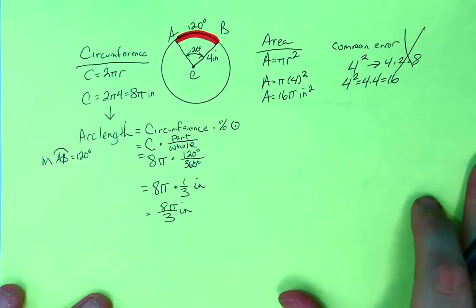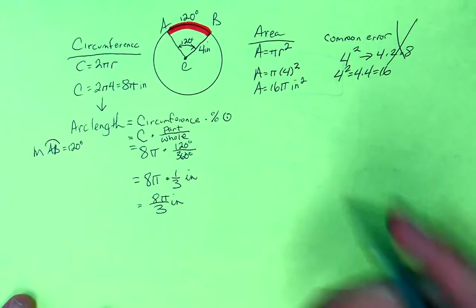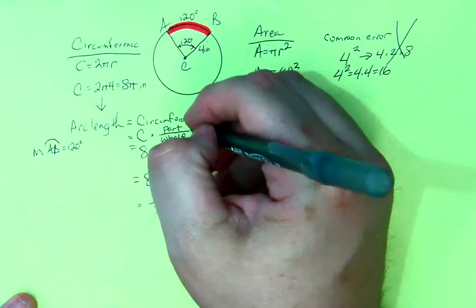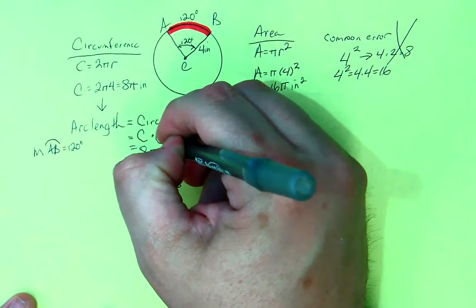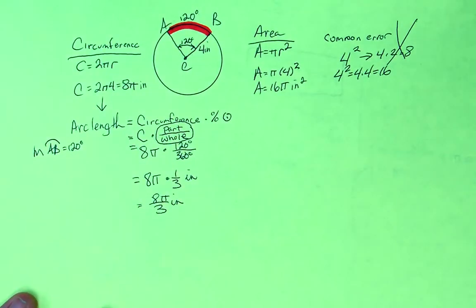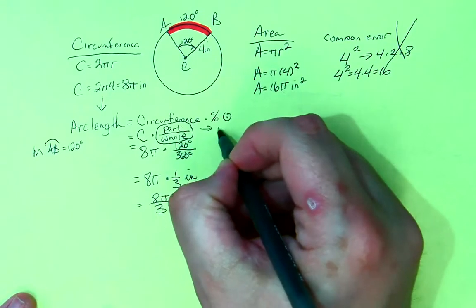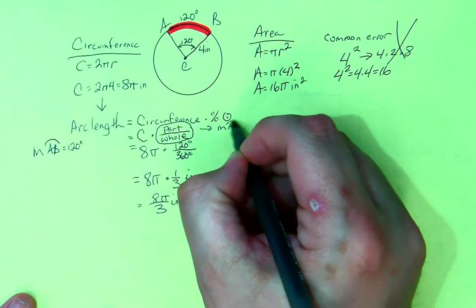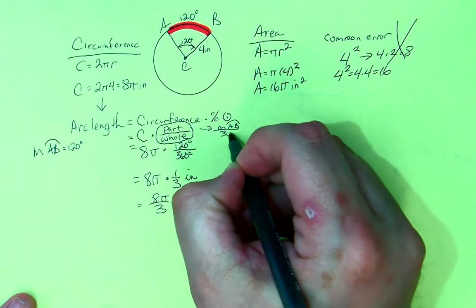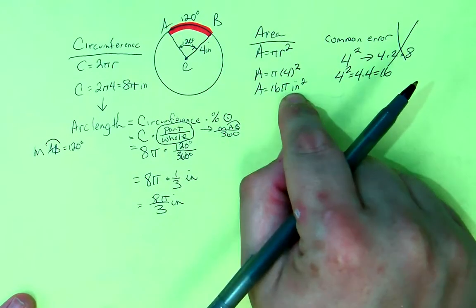inches. And so we can figure out the arc length just by multiplying by this part over the whole, the measure of the arc divided by 360. So you could think of this as the measure of arc AB divided by 360. And this is the concept that we're going to use with the area as well.